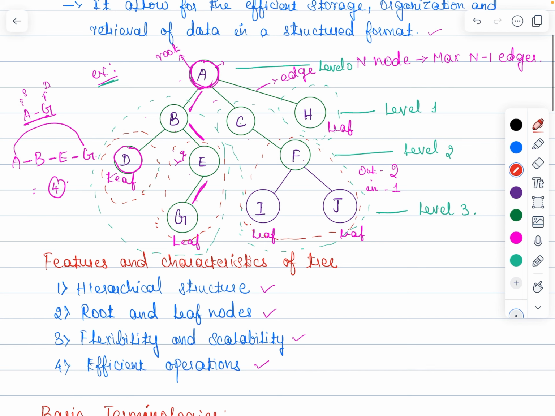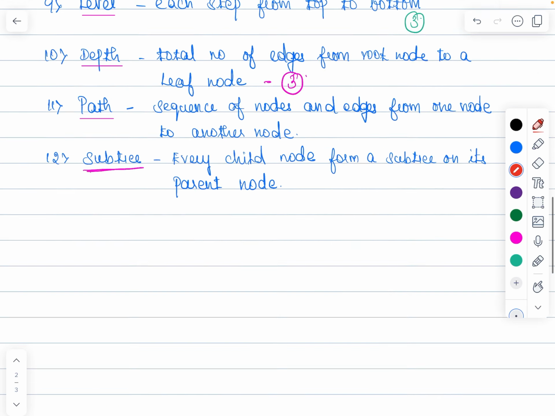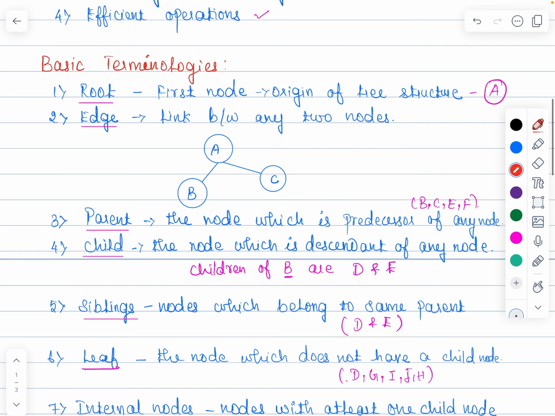So, the subtrees that can be formed depend on the number of child nodes the individual parent has. So, these are the basic terminologies. In the next video, let me discuss the types of trees and their applications.